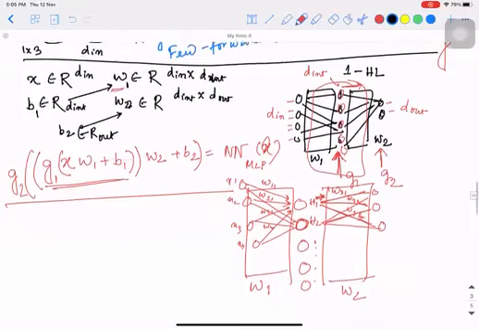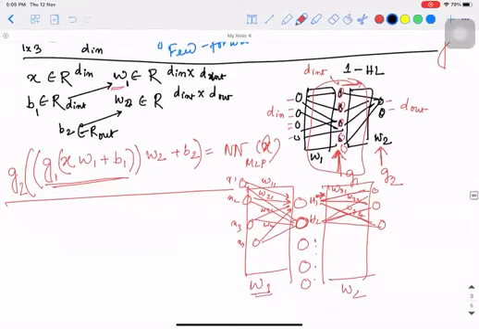Dimension of the first one, W1, is D in times D int, because you have D in number of inputs, and how many neurons in the hidden layer? D int. And dimension of W2 is D int times D out, because there are D out number of outputs. Is this clear?